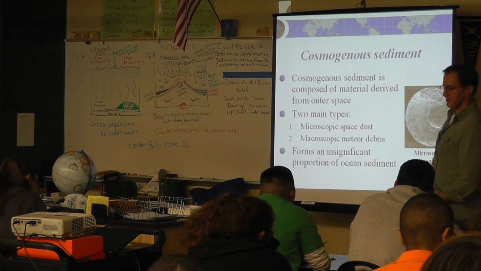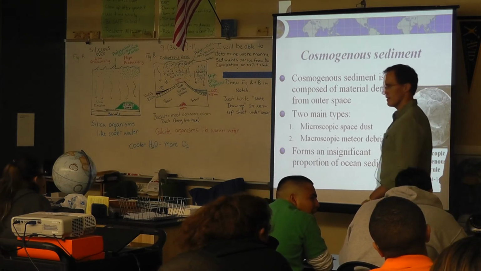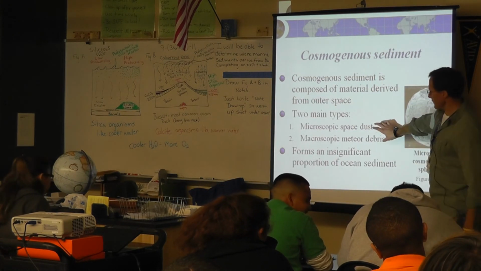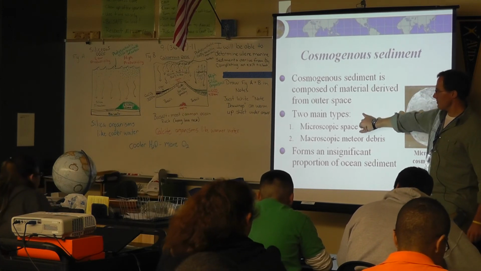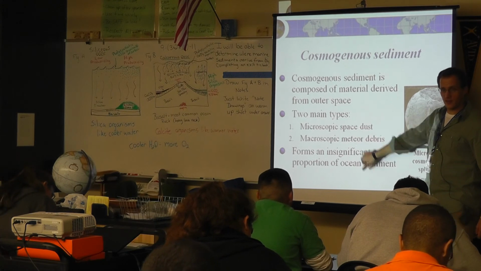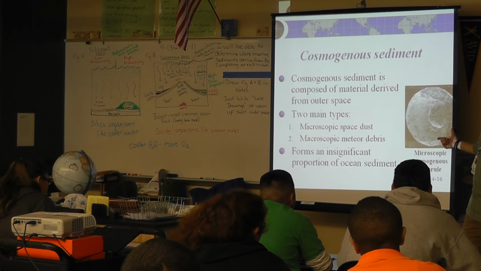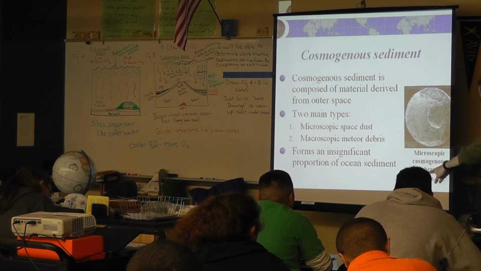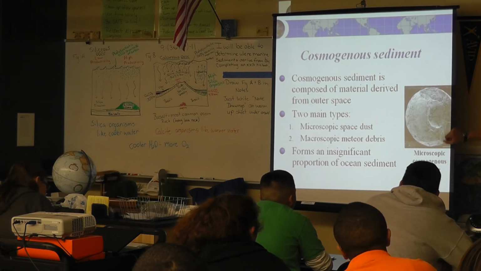And the last slide. You didn't have to copy the last one down. This one, I want you to know these two things. Cosmogenous sediment comes from generally these two types. Microscopic space dust, and here's an example of a microscopic cosmogenous spherule, which is a little piece of dust from outer space.